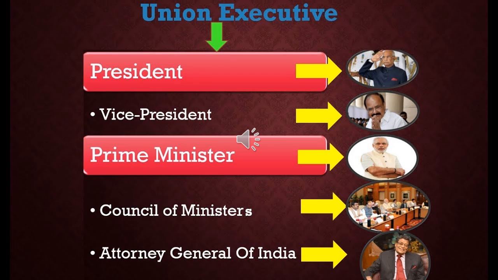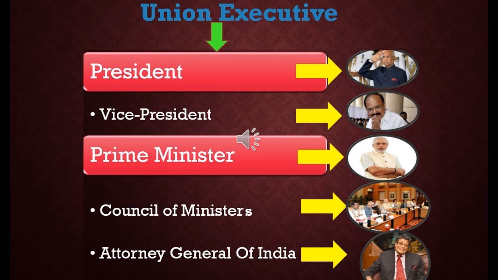So who puts the laws into effect? Who is in charge? The union executive consists of the President of India, the Vice President, the Council of Ministers headed by the Prime Minister and the Attorney General of India.